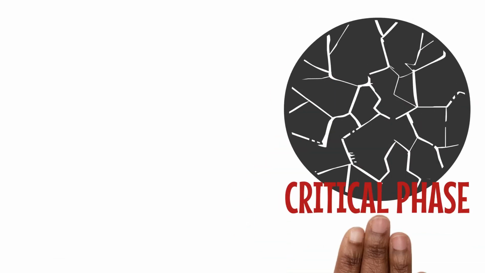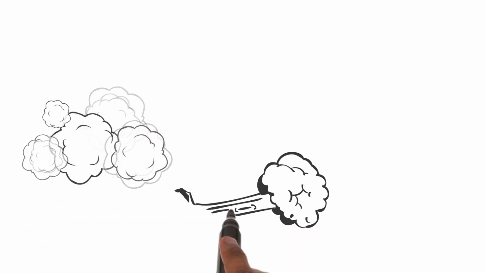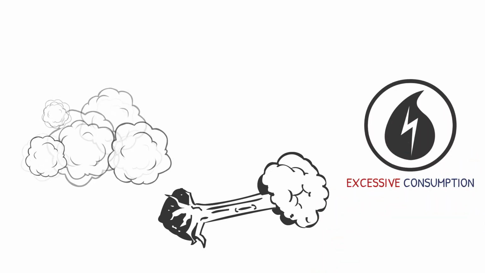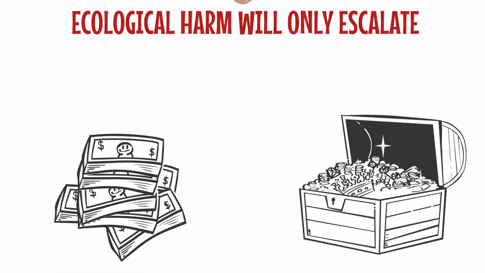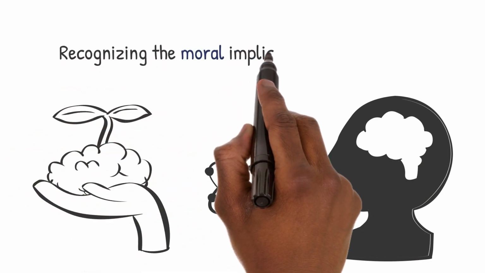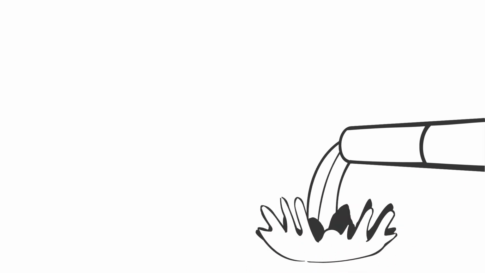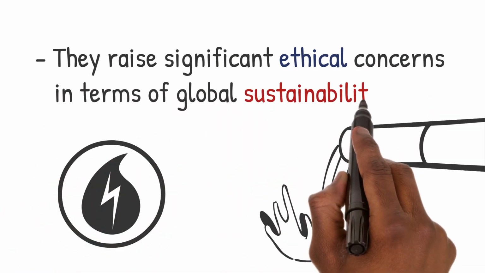Our world is facing a critical phase where our actions have led to severe environmental damages. The release of harmful gases, deforestation, and excessive consumption of resources are threatening our life support systems. If our pursuit for material possessions and endless economic growth continues, ecological harm will only escalate. It's crucial to rethink our relationship with the environment, recognizing the moral implications of our actions. For instance, practices like wasting resources may seem trivial, but they raise significant ethical concerns in terms of global sustainability.